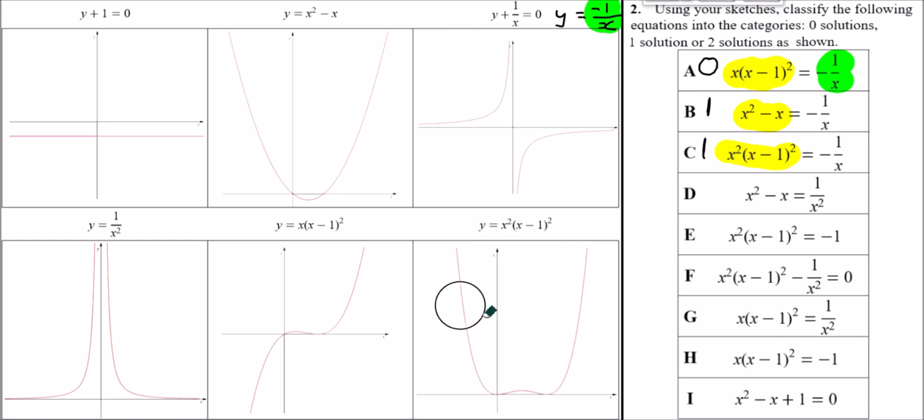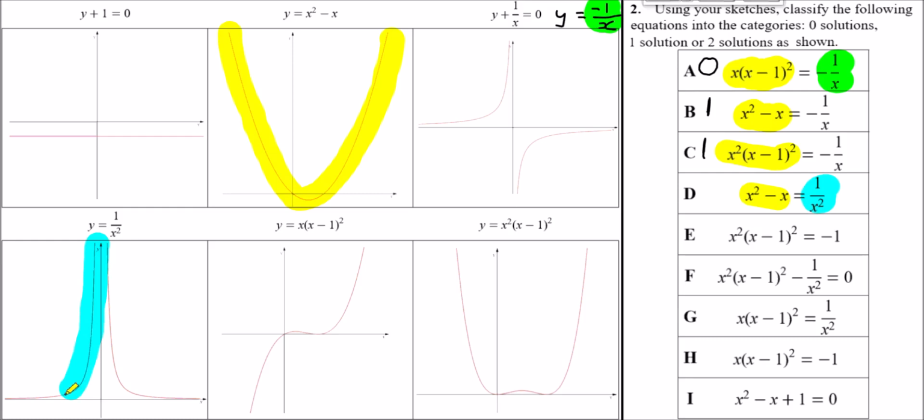Next up is D. So looking at D, we've got x squared minus x, prop them up again. So x squared minus x is this one here. Now we're thinking about where this would meet, if it were to meet at all, 1 over x squared. And 1 over x squared is this one here. Okay, so how many times, if any, would these meet? So this time, I'm going to draw the quadratic on top of the y equals 1 over x squared. So we'd have this. So hopefully you'll see this would intersect twice, once here and once there. Okay, so it would have two solutions. So for D, we need to write two solutions.